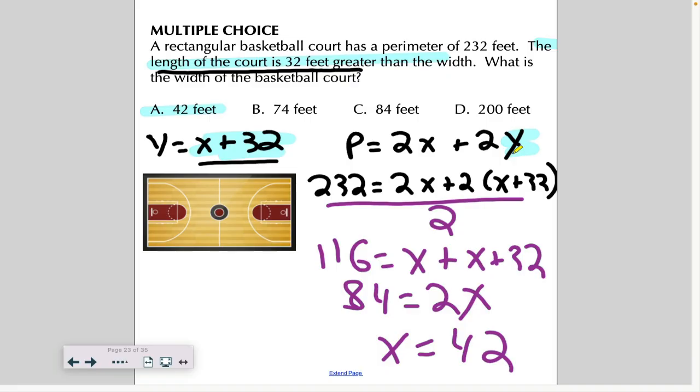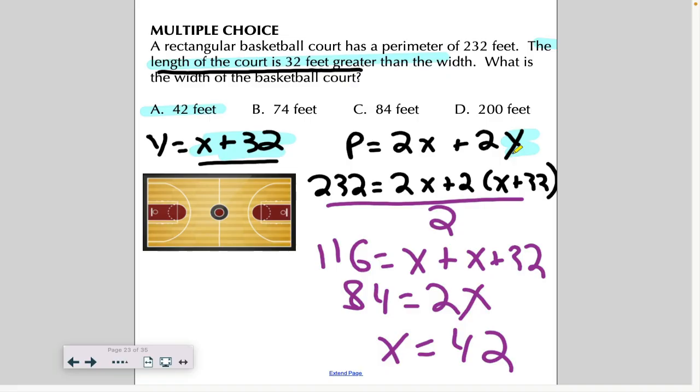A rectangular basketball court has a perimeter of 232. Listen, I could spend more time on it, but you know what the perimeter of a rectangle is. The perimeter is 2 lengths and 2 widths. You plug in 232. You actually could just divide by 2 right away. I don't know if anybody did that, but that's a good approach. It's just substitution. This is x plus 32. Throw it in and then solve.